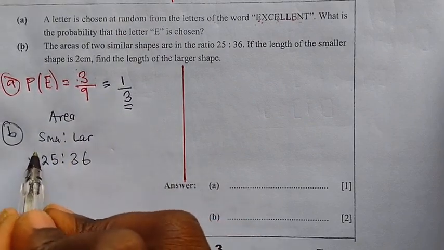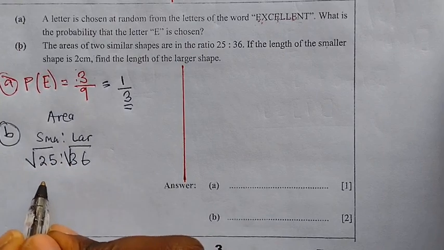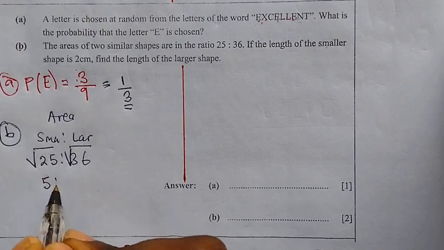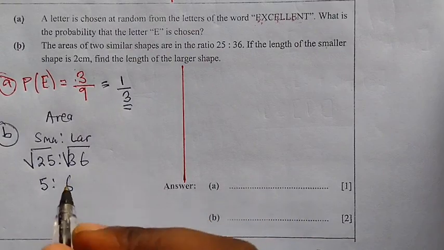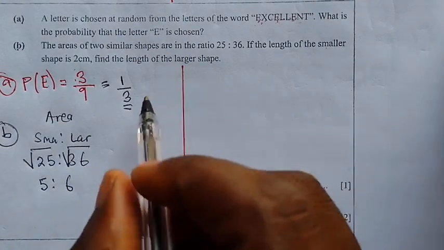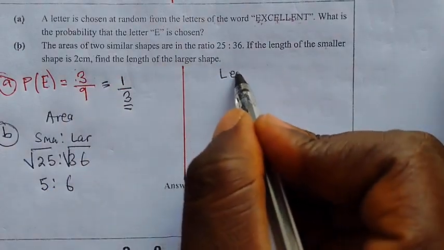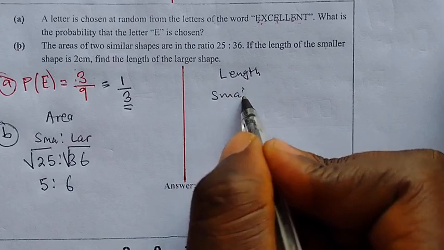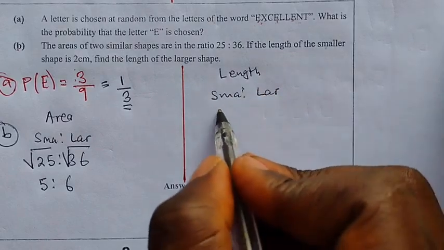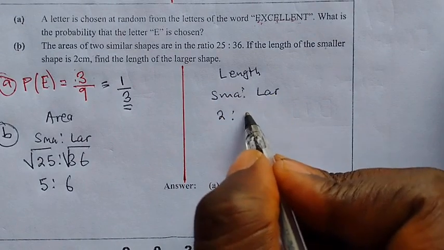So since this is area, we need to find the square root of these areas. Square root of 25 is 5, then the square root of 36 is 6. This is their ratio of the areas. So now from here, we need to find the length of the larger shape. In terms of length, for small to large, we have 2 to the length of the larger shape, which we don't have, so we can use x.